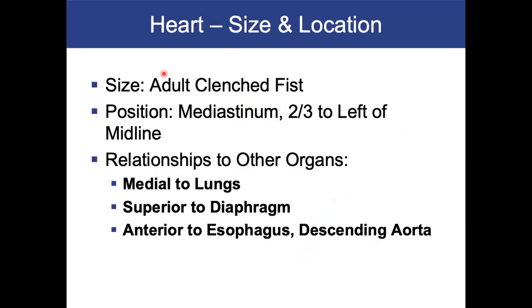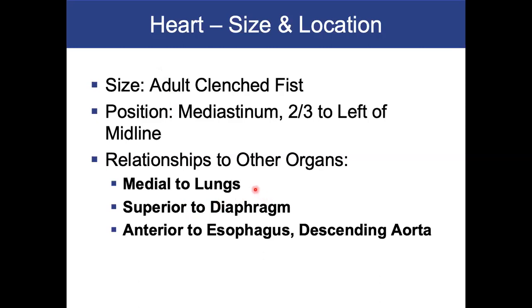The heart is the size of your clenched fist. It's in the mediastinum, so right in the middle of your chest, two-thirds to the left of the midline. So if you make a clenched fist and tilt it a little bit to the left, the bottom, like your pinky finger, a little bit to the left, then that is the location of the heart.